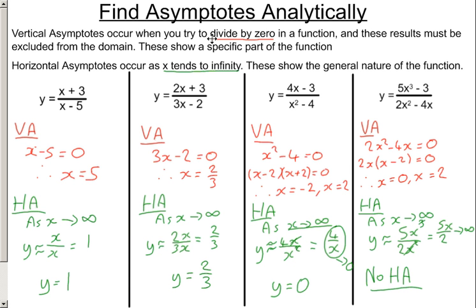But in this one, what you need to take away is how to find vertical asymptotes and horizontal asymptotes by using the bottom of the fraction equal to 0 for vertical asymptotes, and for horizontal asymptotes, consider what happens as x gets ridiculously large and how that affects the function.